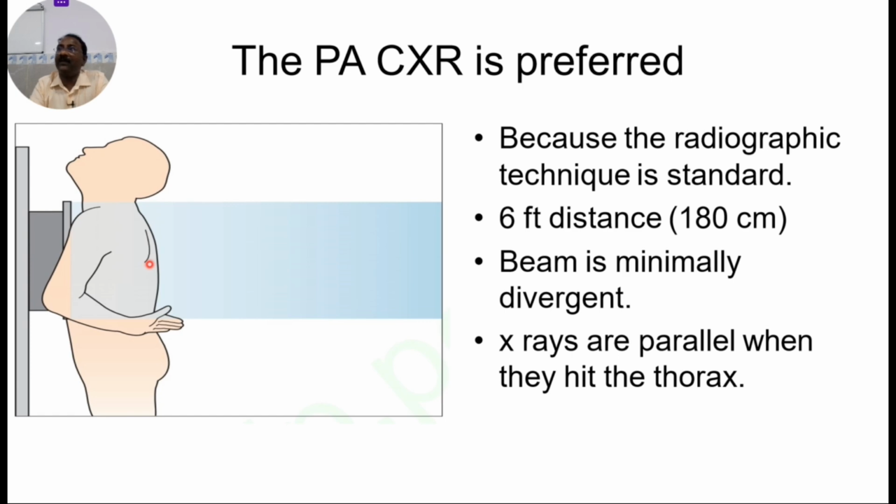So here there is about 6 feet distance from the machine to the chest. So the beam is minimally divergent. X-rays are parallel when they hit the thorax.